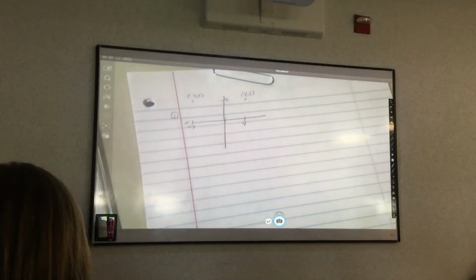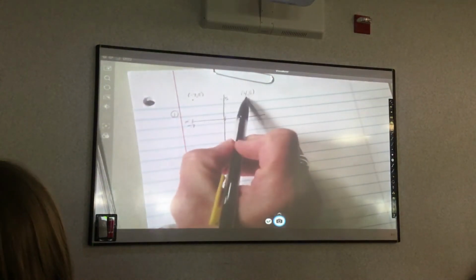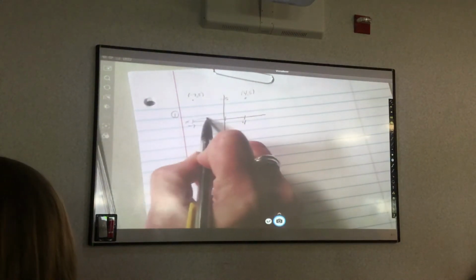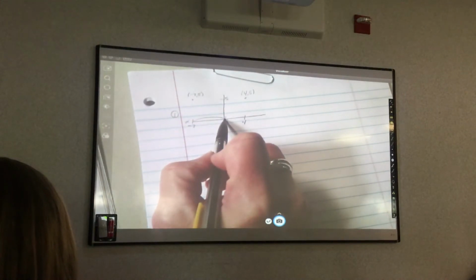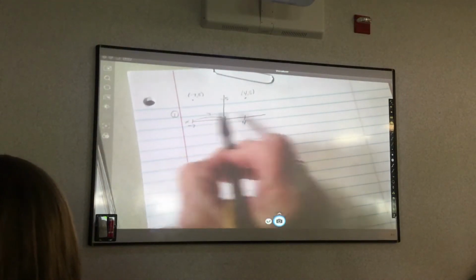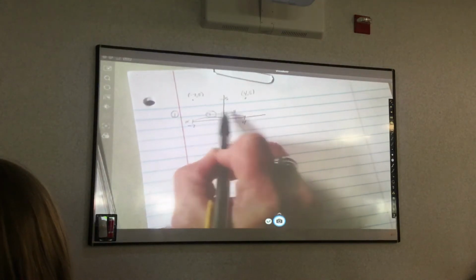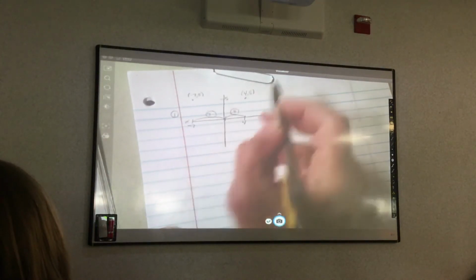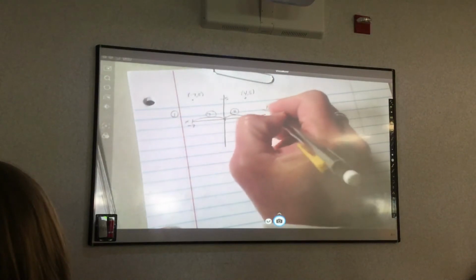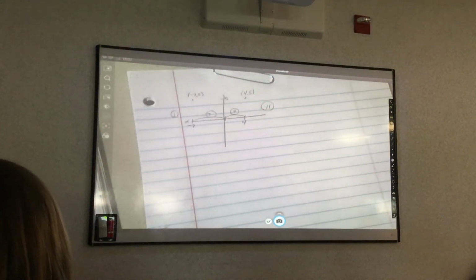So how do I find the distance between the -7 and the 4? Well, from -7 to 0, it takes how many? 7. And from 0 to 4, it takes 4. So 7 plus 4 is 11. So that's the distance that they're apart.